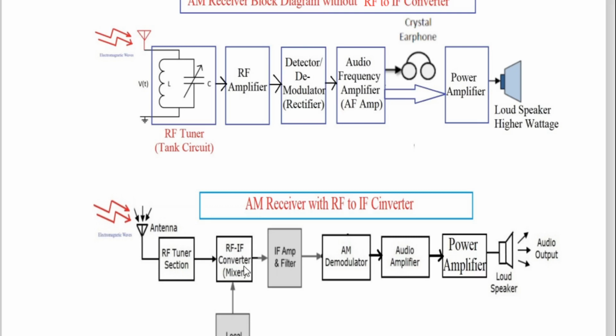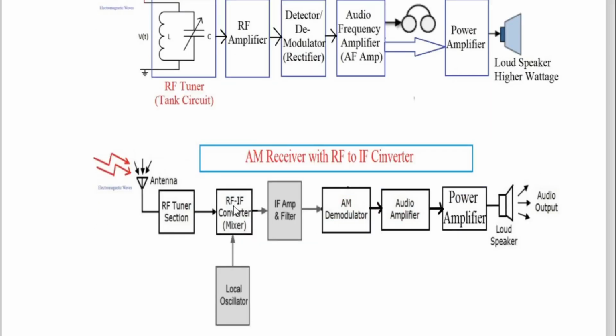Here there is an RF to IF converter, radio frequency to intermediate frequency converter, and this is also called a mixer. Now actually speaking, this is not doing the job of mixing, but it is called a mixer. In fact, it is doing the job of separating one particular frequency from all other frequencies, selecting the one particular frequency and rejecting all others.